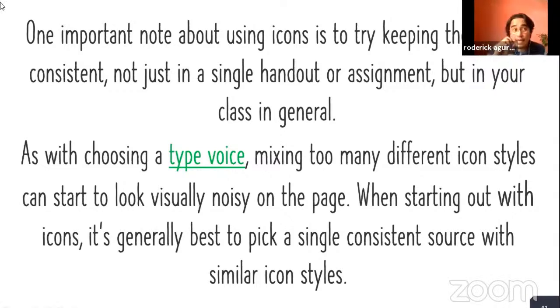So the voice of the teacher is extended to the way we lay out the words and the font style that we use. Mixing too many different icon styles can start to look visually noisy on the page. When there are too many distracting pictures, it's noise already. When starting out with icons, it's generally best to pick a single consistent source with similar icon styles. So, going back, consistency again in the use of the icons.